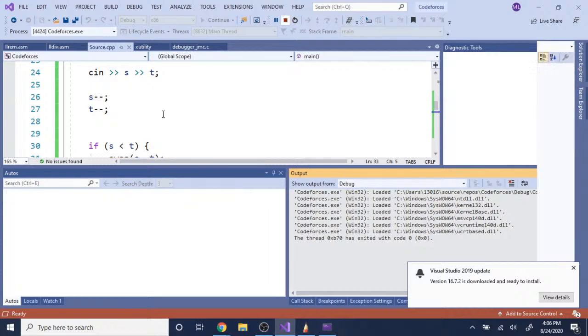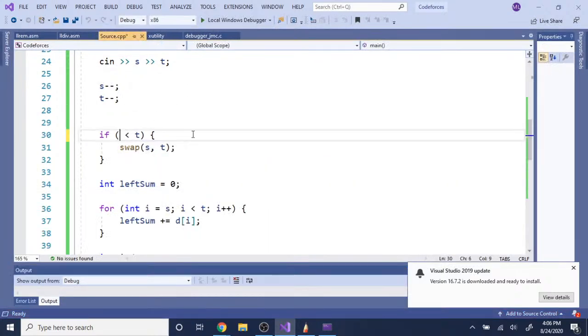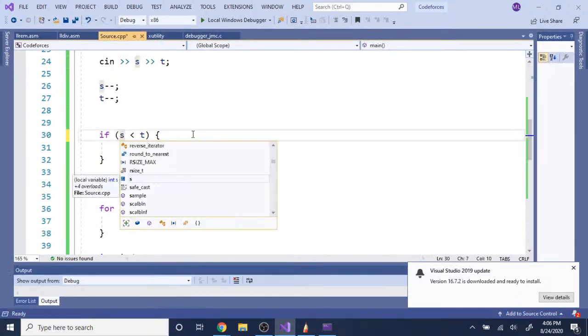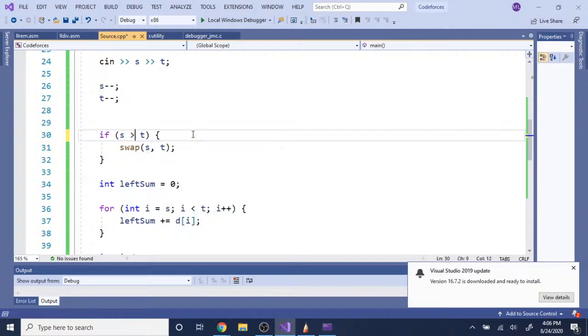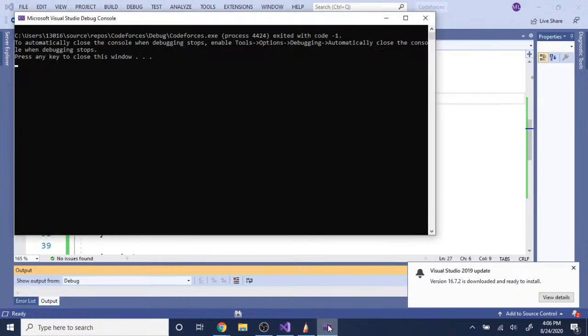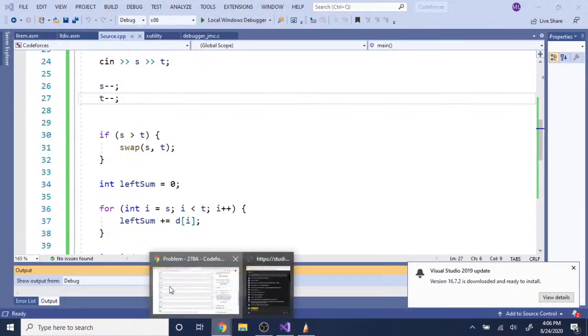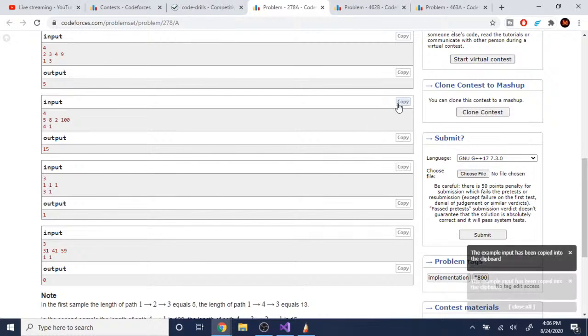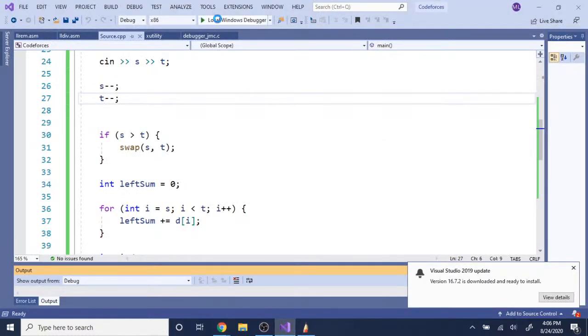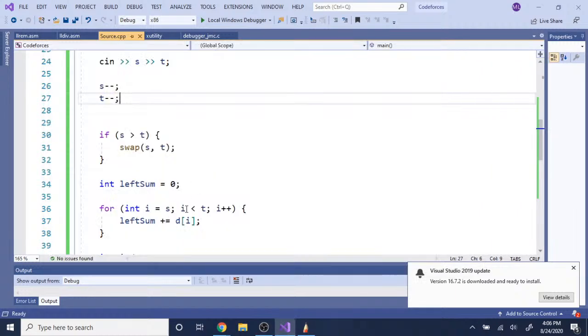No, if t is... if s is greater than t, swap it. Yeah. What am I doing? Okay, that's wrong. I didn't copy it. 15, yeah, okay, so that's right.